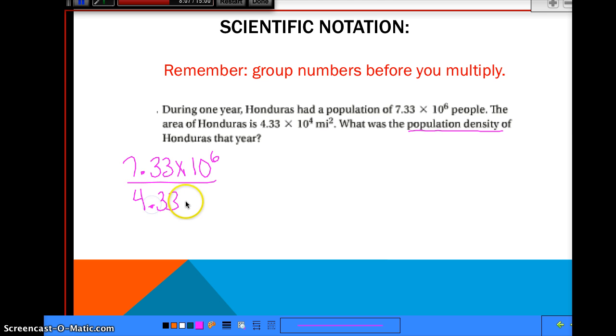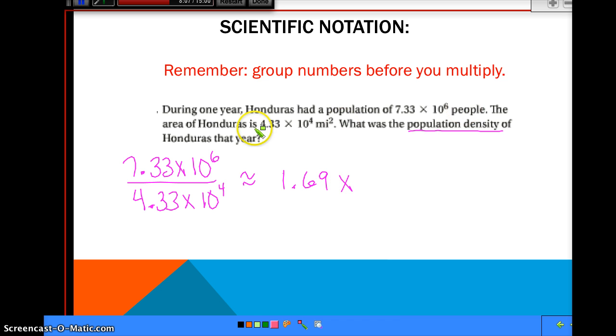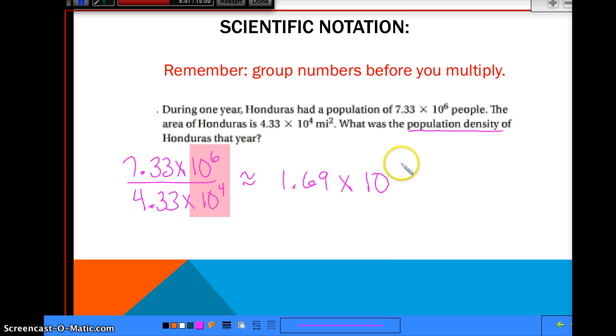When you do that, you're going to end up with a scientific notation divided by scientific notation. Now, we're going to have to estimate this because 7.33, if you take your calculator and divide it by 4.33, you're going to end up with a long decimal. So we're going to round it off to the nearest hundred, so it's going to be about 1.69 times 10. And now this is where the property applies for the lesson. 10 to the 6th divided by 10 to the 4th means you subtract your exponents, and 6 minus 4 is 2. This is written in scientific notation.